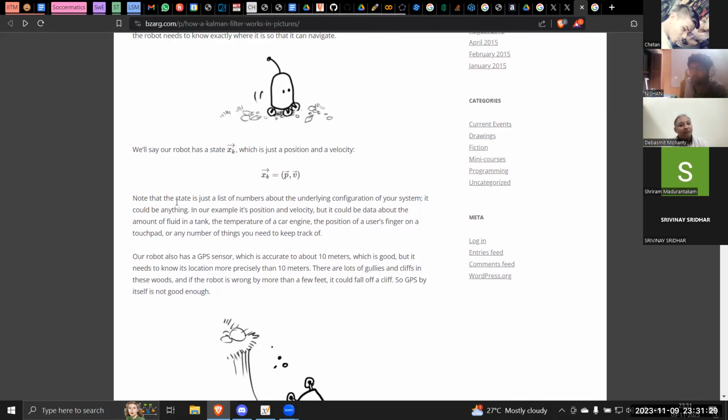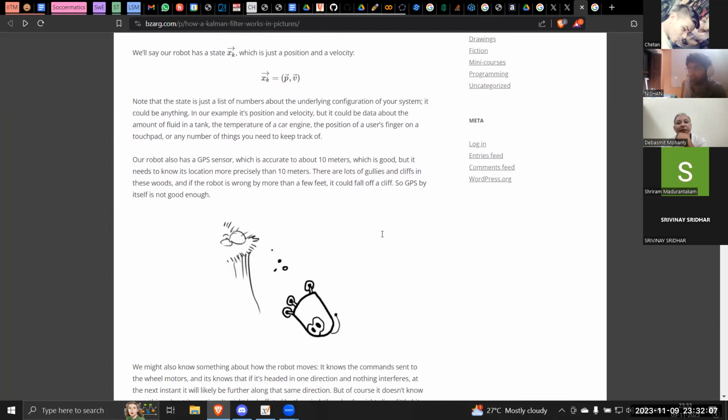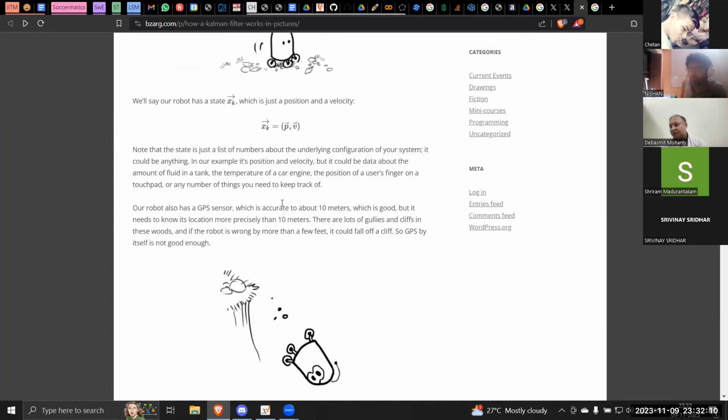Okay, so it is kind of like what we have for an electron in an atom. We only know where you are now and where you are going. Where we are going. Okay, which is the correct way. Okay. Note that the state is just a list of numbers about the underlying configuration of your system. It could be anything. In our example, it's position and velocity, but it could be data about the amount of fluid in a tank, the temperature of a car engine, the position of a user's finger on a touchpad, or any number of things you need to keep track of. Basically, it's just a tuple of some numbers.